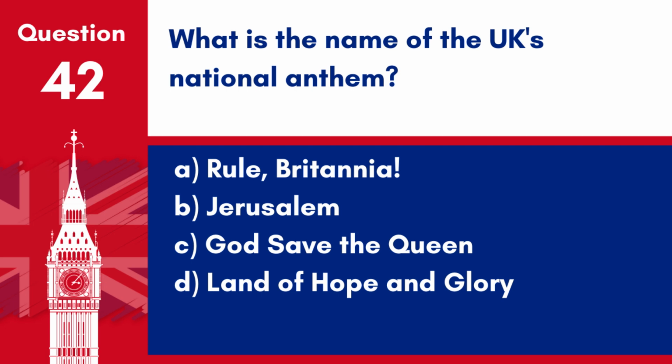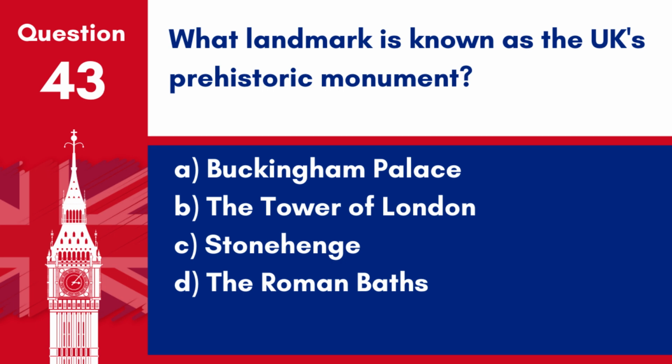Question 42. What is the name of the UK's national anthem? A. Rule Britannia. B. Jerusalem. C. God Save the Queen. D. Land of Hope and Glory. Answer: C. God Save the Queen. God Save the Queen, or God Save the King, depending on the monarch's gender, is the national anthem of the United Kingdom.